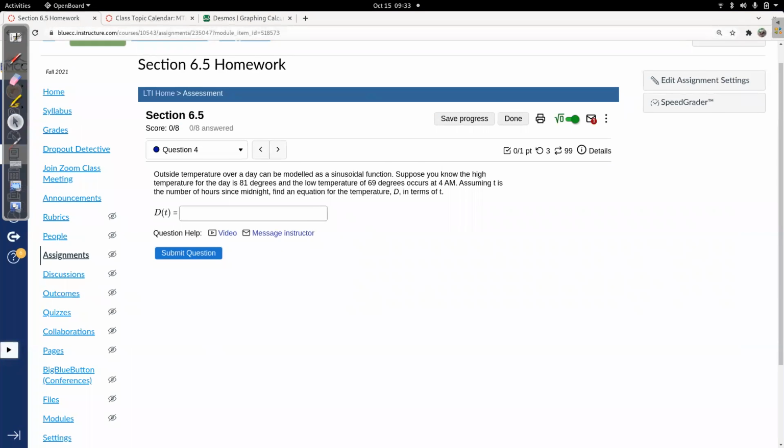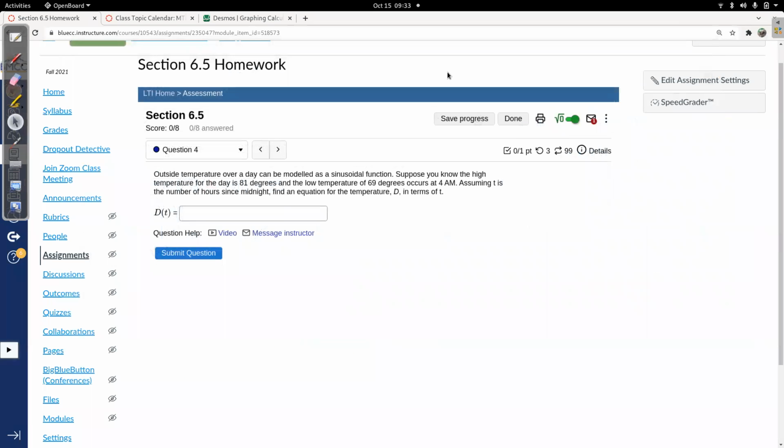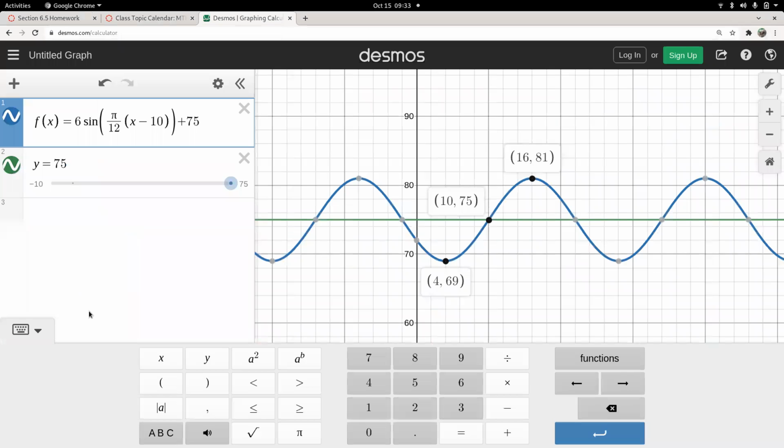All right, back here. So I claim that I could get the same wave by using a cosine and with a shift of 16. So that would be 6 times the cosine, same period. So we use the multiplier of pi over 12 to get the 24-hour period. Parentheses, but this time I would go t minus 16 because the cosine starts with its peak on the axis. We want to move that way over here. And then plus 75. Let's graph that, see if it is the same function, just to test out my theory.